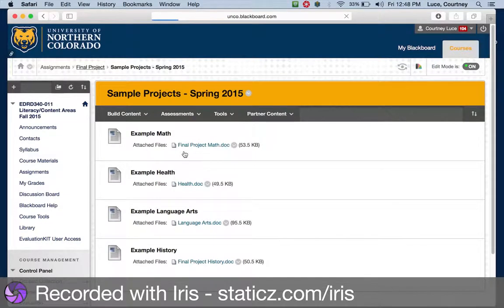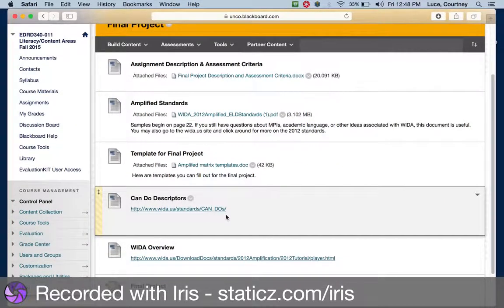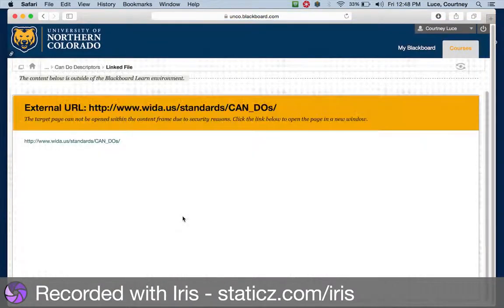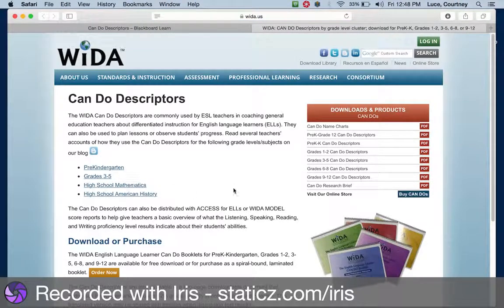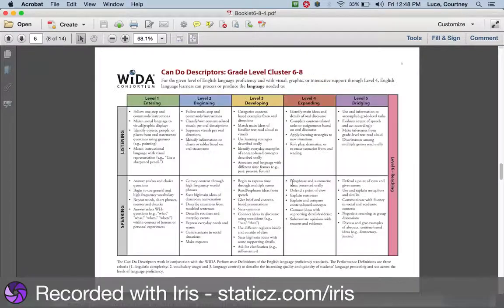The first thing you're going to want to look at is the can-do descriptors. The reason we look at them is because they help tell us what students can do at each level. If you click on this, it's going to ask you to go outside of Blackboard. I'm just going to go here to 6-8 because that's right in the middle, and open up the can-do descriptors. Now, like I said, the domains we're working in are writing and speaking.